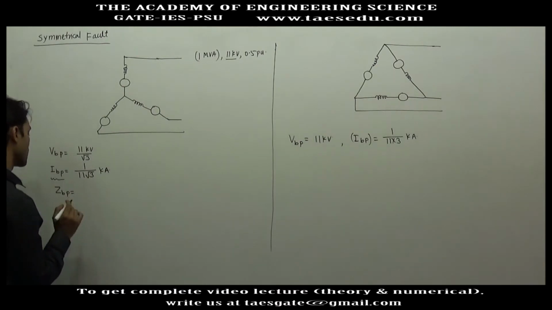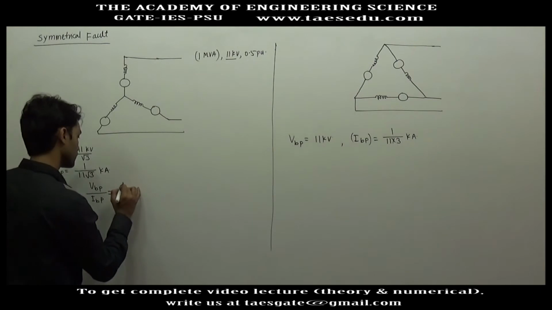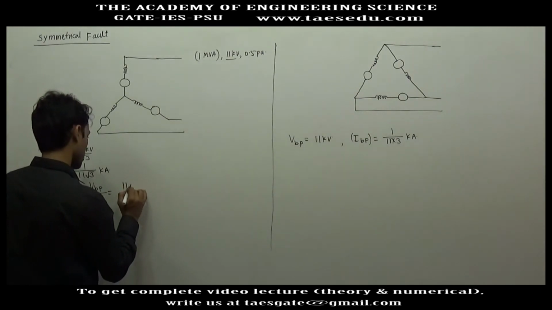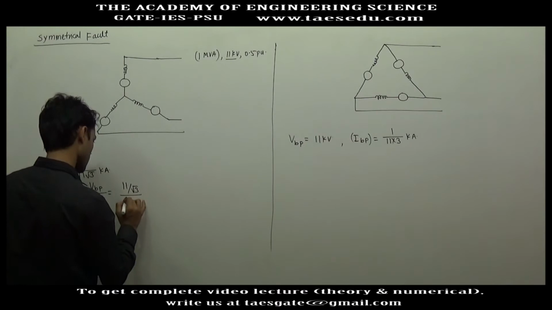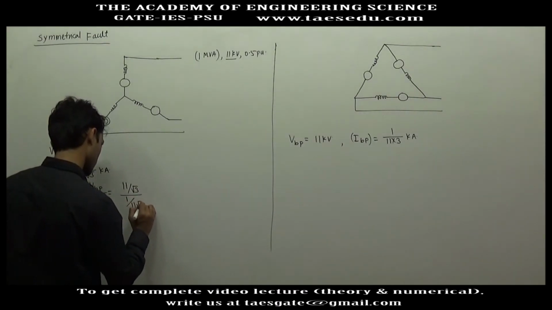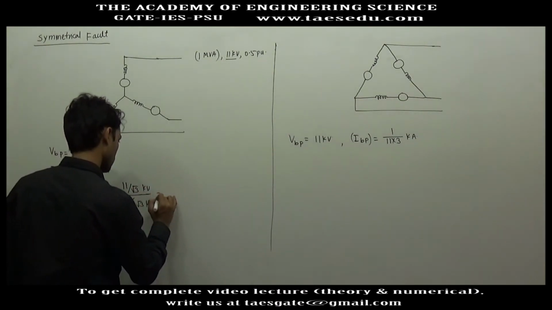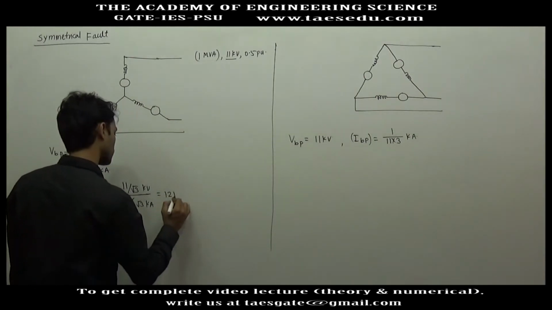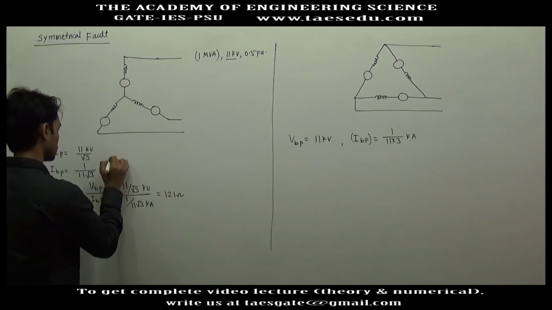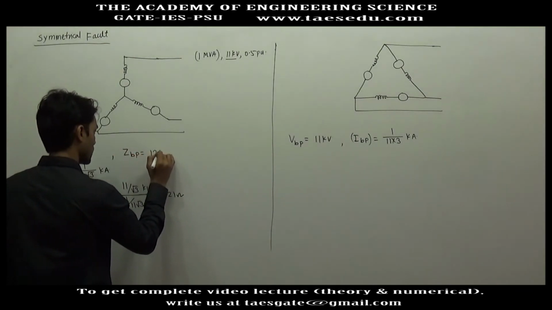Now let us calculate the base value of phase impedance. The base value of phase impedance is nothing but the base value of phase voltage divided by the base value of phase current. This is 11 by root 3 divided by 1 by 11 root 3. This is kilovolt, this is kilo ampere. This will give you 121 ohm. The base value of phase impedance is 121 ohm.